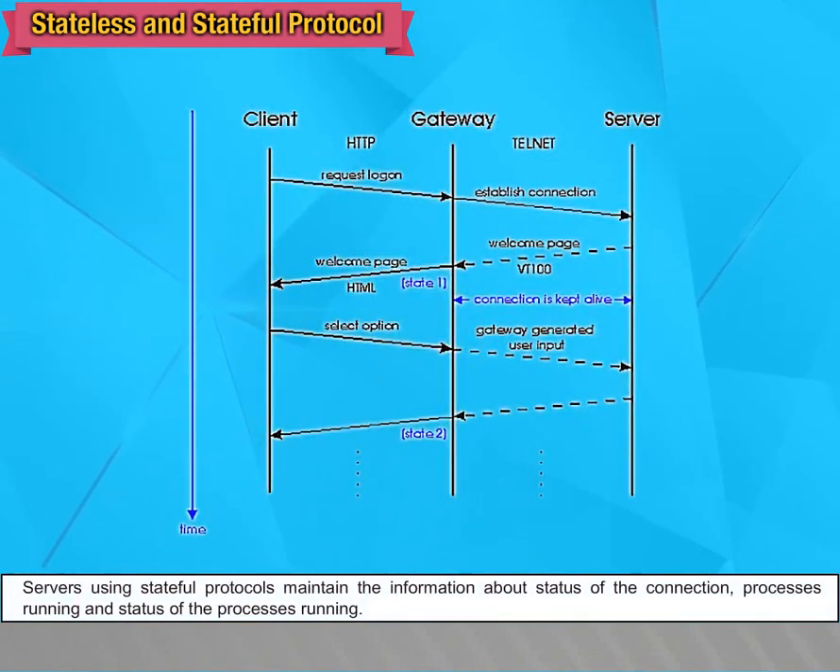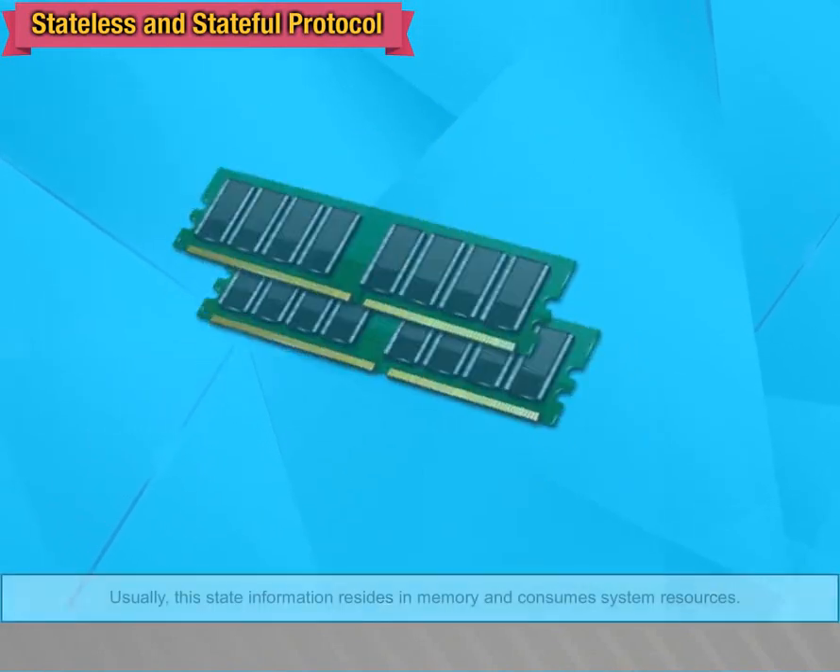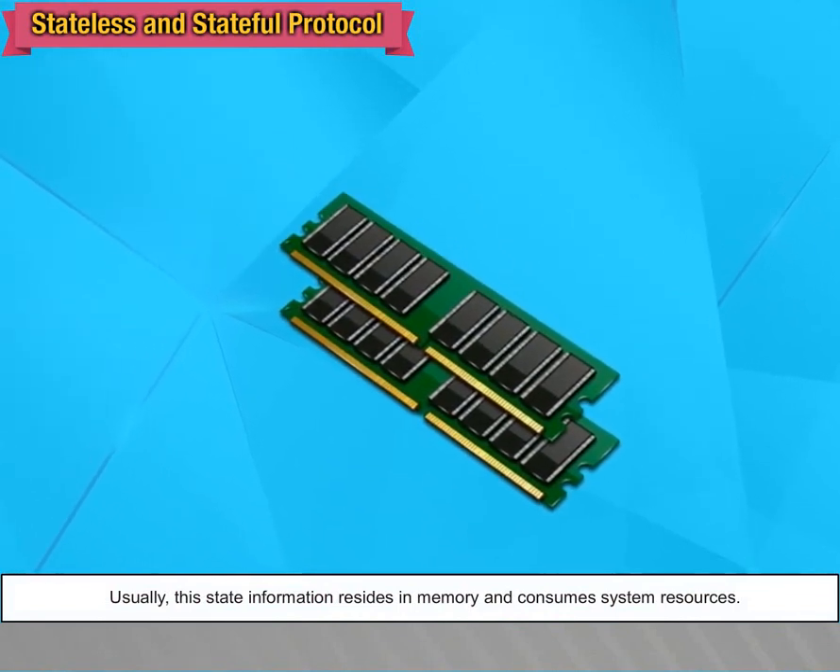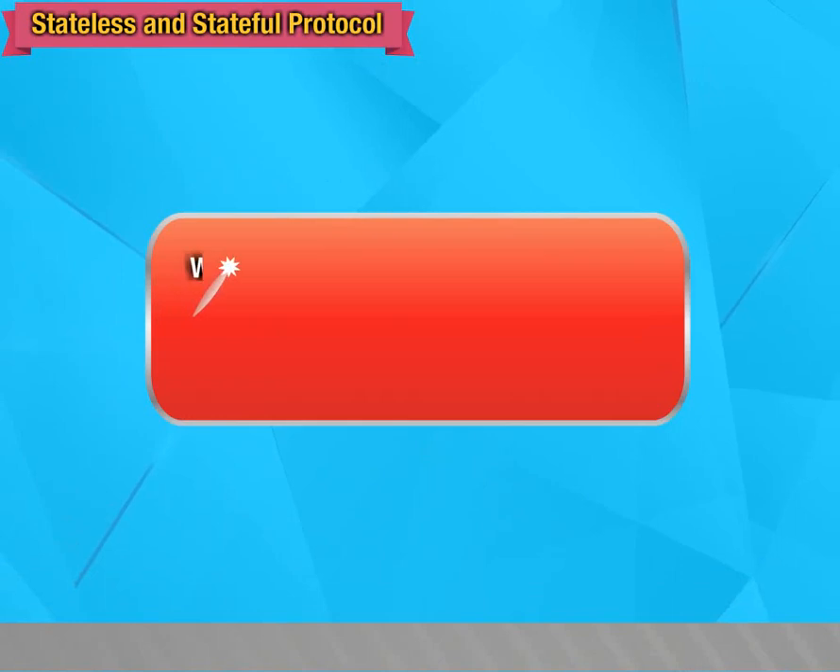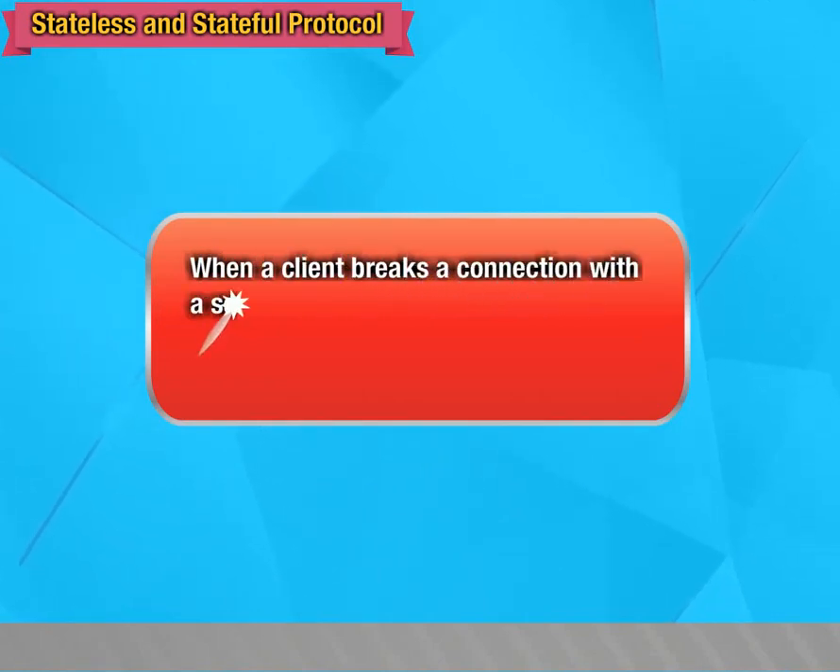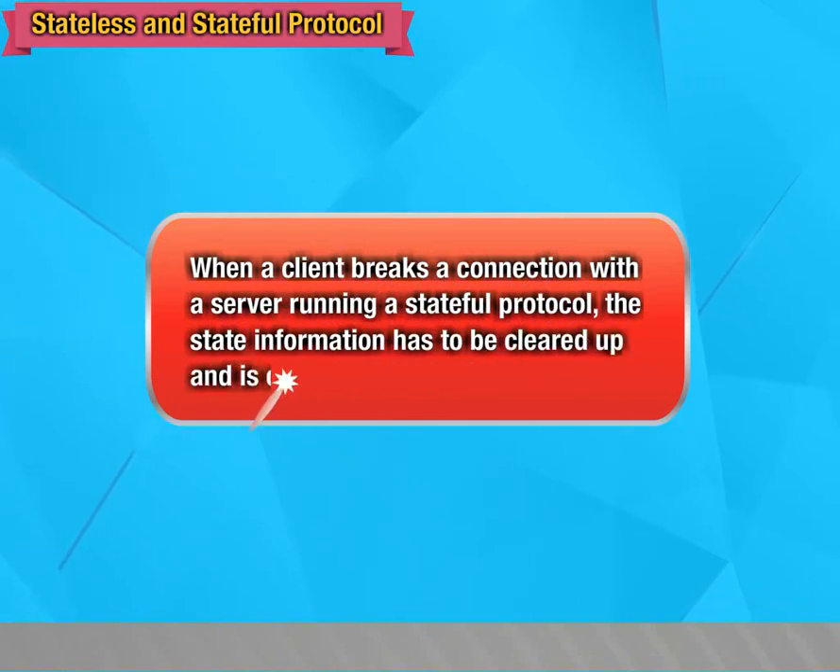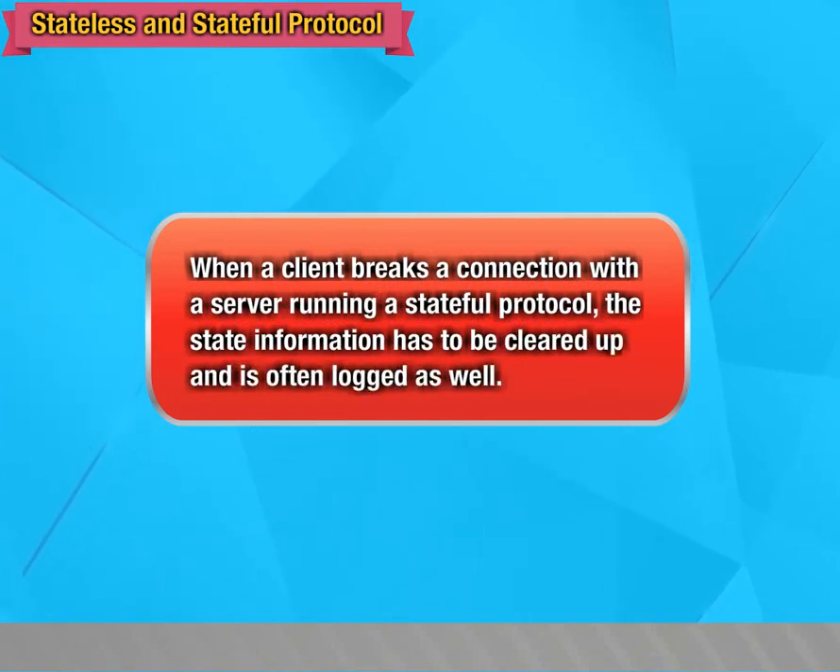Servers using stateful protocols maintain information about the status of the connection, processes running, and status of the processes running. Usually, this state information resides in memory and consumes system resources. When a client breaks a connection with a server running a stateful protocol, the state information has to be cleared up and is often logged as well.